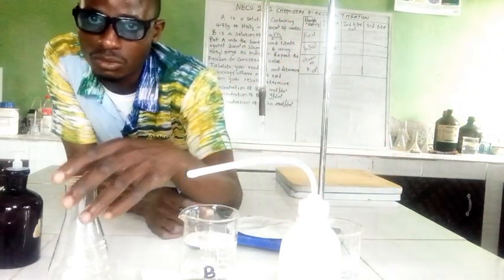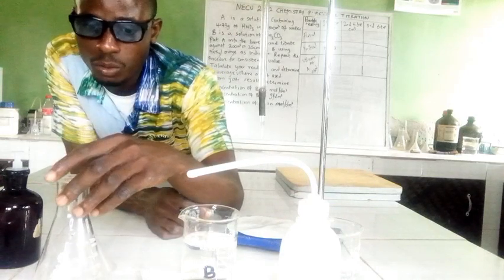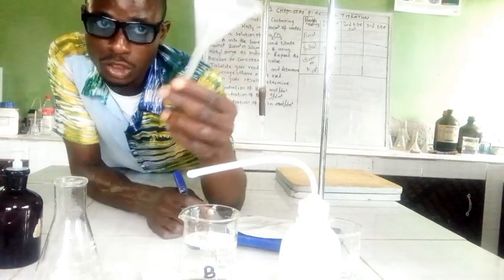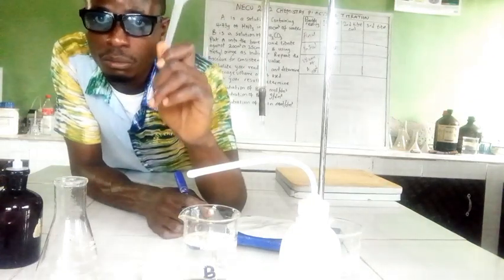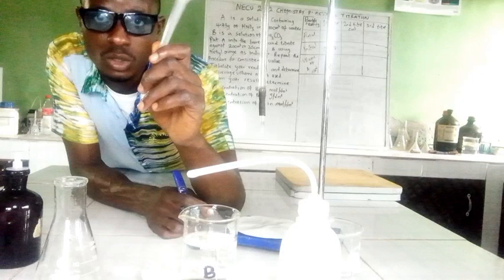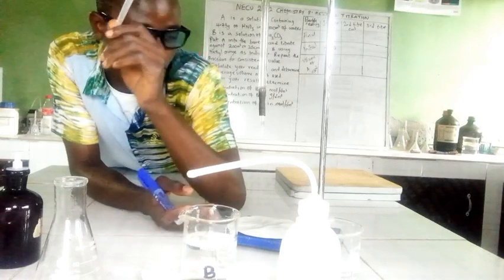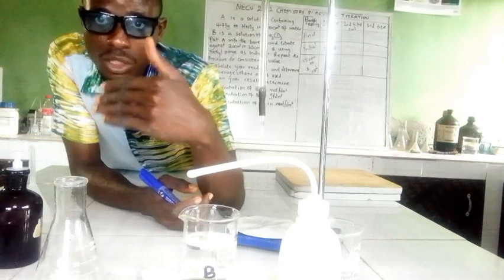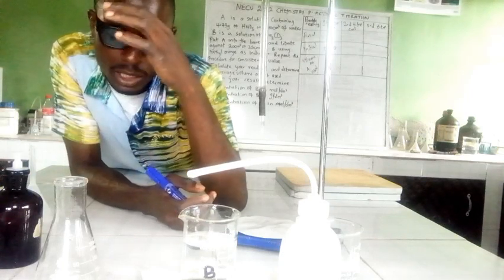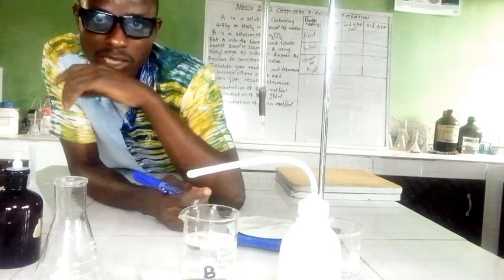So I'm going to rinse this with water. Then whenever you fill the burette, ensure you remove the funnel, so it won't keep topping up your burette while your titration goes on. So ensure that you place a white tile or a white paper under the conical flask that will make you detect the change in color easily. So now let's start the experiment.